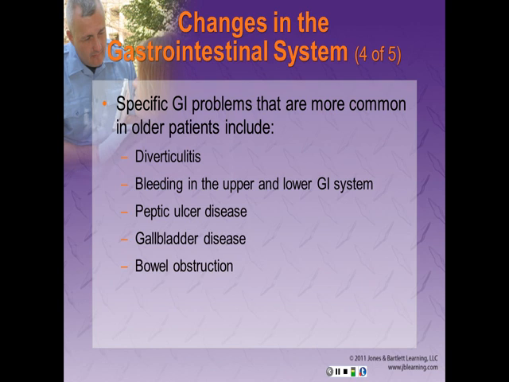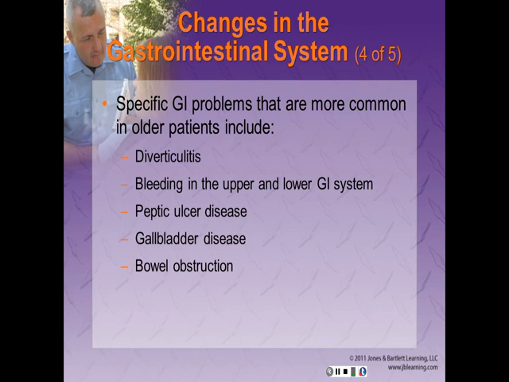Peptic ulcer disease. This is more common in older adults, especially those who use NSAIDs. The patient will complain of a gnawing, burning pain in the upper abdomen that improves after eating but returns later. Complications include bleeding, anemia, and bowel perforation.